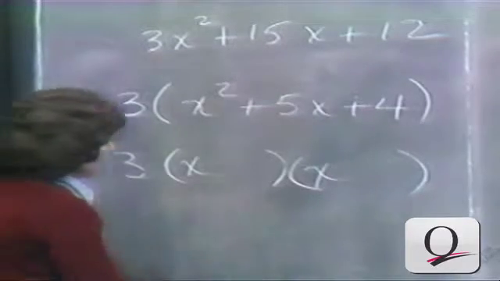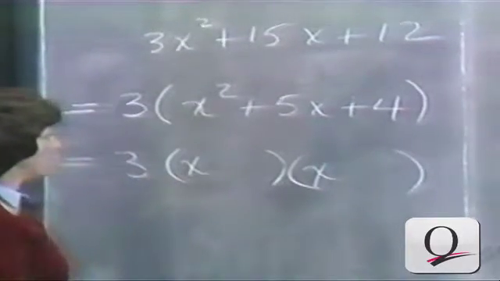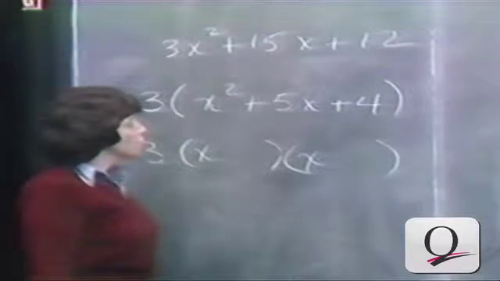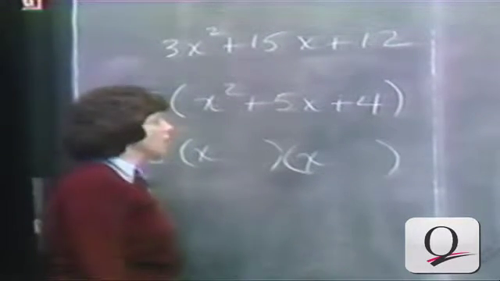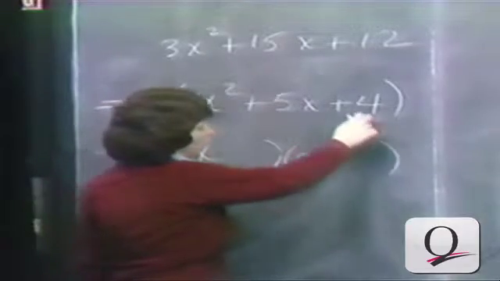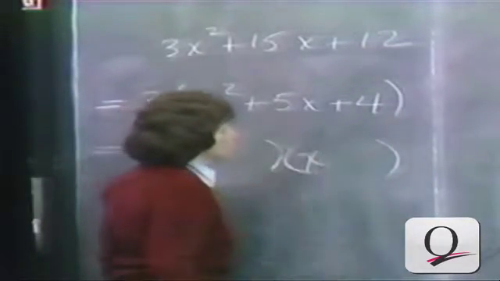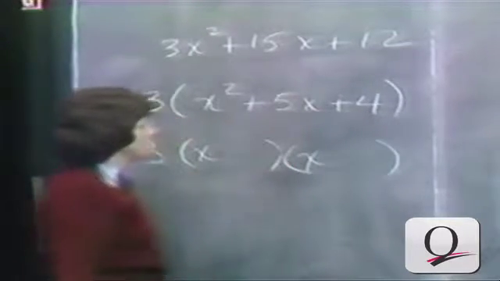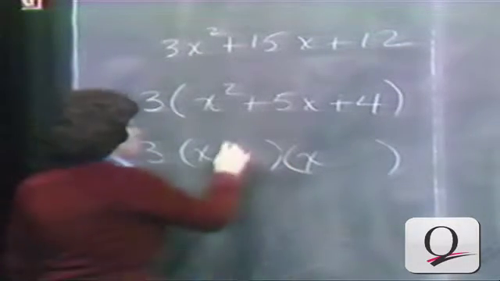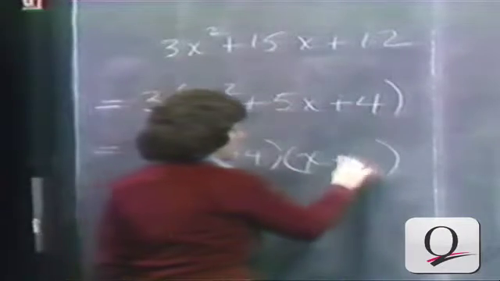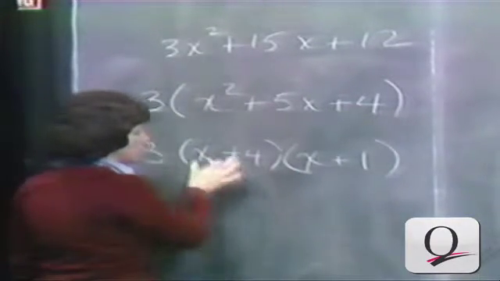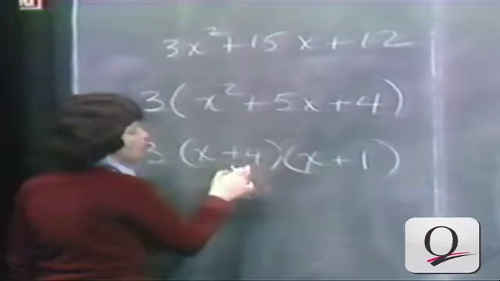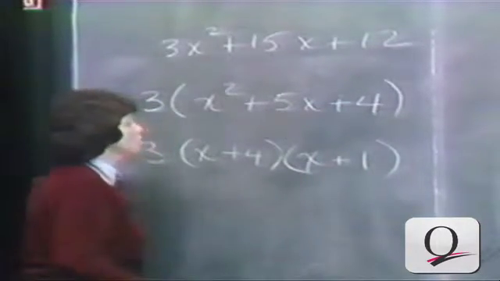Now it's possible that you can see this right away. After all, how can you multiply to plus 4? Plus 4 and plus 1, or minus 4 and minus 1, or plus 2 and plus 2, and minus 2 and minus 2. Of those, only one set adds to plus 5. Of course, the answer would be x plus 4 times x plus 1. This gives you, using the FOIL method, x squared. Outer is 1x, inner is 4x, that's the 5x. Last gives you the plus 4.